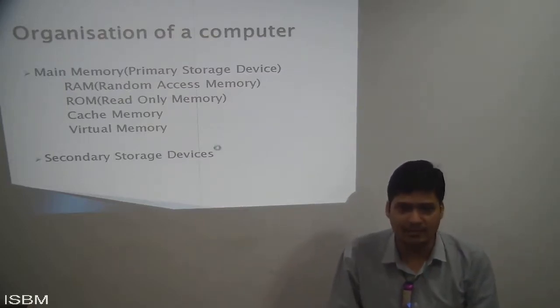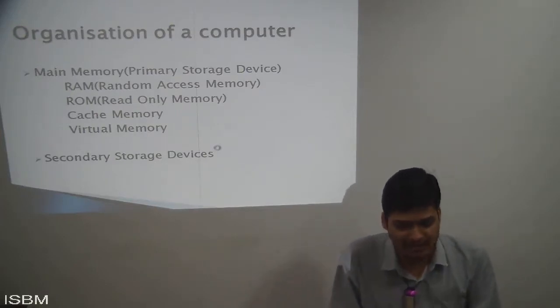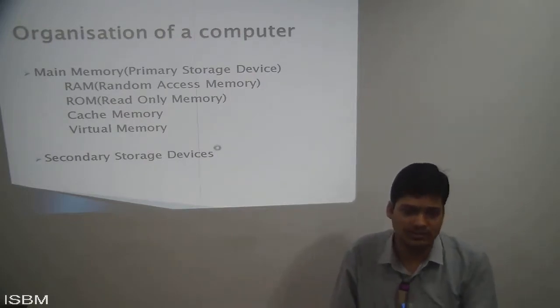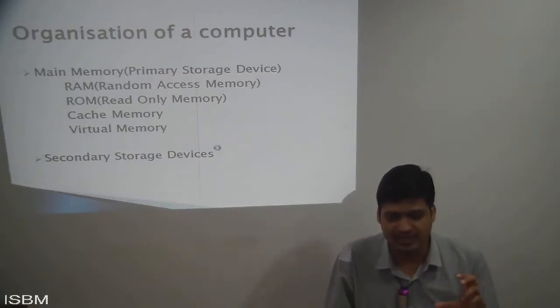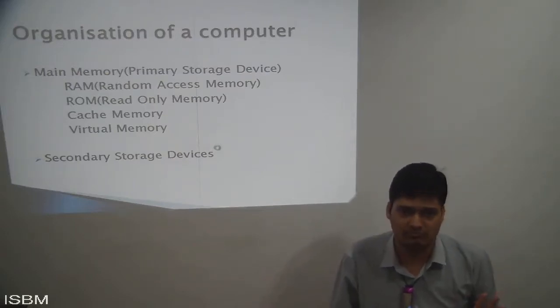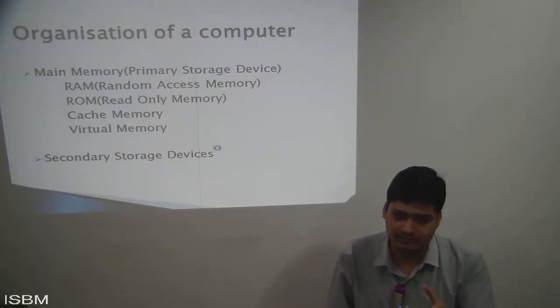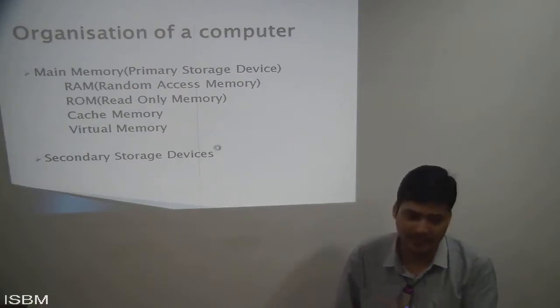It's a volatile memory. Volatile in the sense that suppose I am writing something and suddenly the power goes and my system shuts down. What happens? Whatever information or data is in the storage locations inside the RAM will wipe out. That's why we call it a volatile memory. It's a RAM.